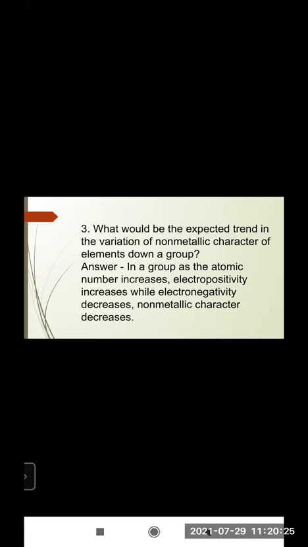Clear? The same thing is repeated again and again. Maybe about 3 to 4 times we have seen the same thing. So in a group, as the atomic number increases, electropositivity increases while electronegativity decreases, and non-metallic character also decreases. Clear? So these are the answers for the use of brain power.